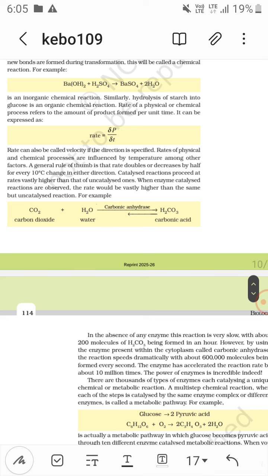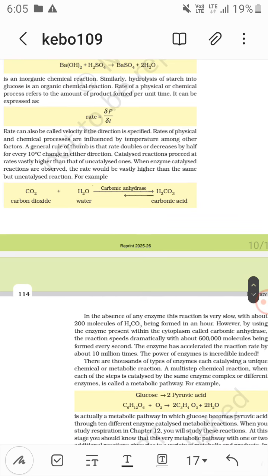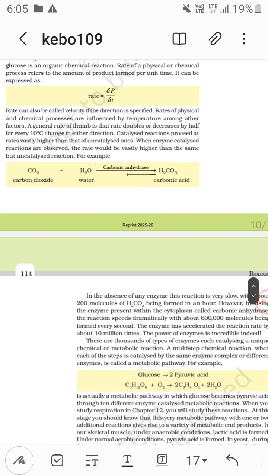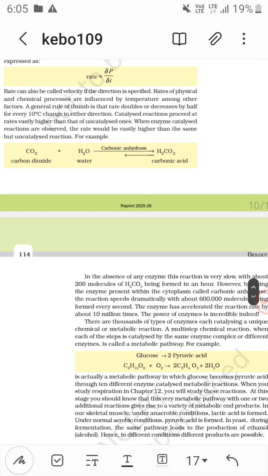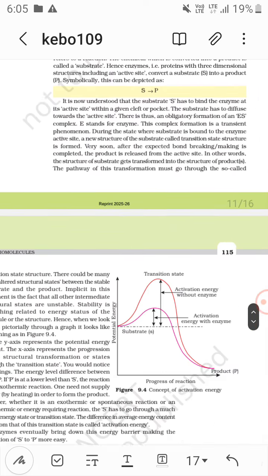Now, rate is defined as the formation of product with respect to time. Rate can be called velocity if the direction is specified, and there is a thumb rule that a rate doubles or decreases by half for every 10 degrees Celsius in either direction. Okay, if the rate can be doubled, it can also be halved, for every 10 degrees Celsius in either direction.